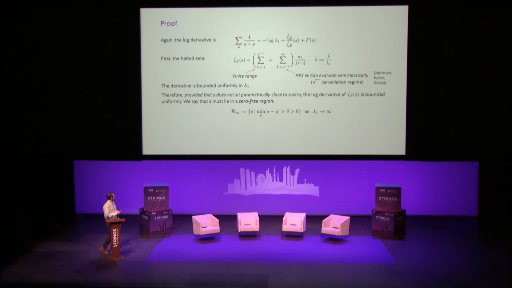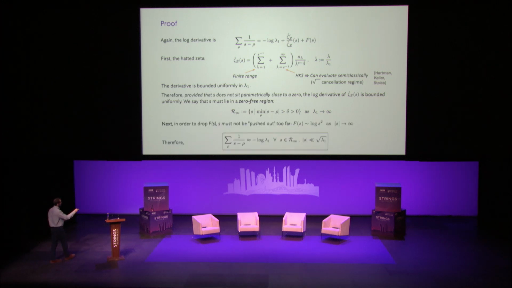So as long as we are not parametrically close to a 0, which would make the denominator 0, the log derivative is bounded uniformly, which is to say that S must lie in a zero-free region. That is, S must be such that for all zeros, as lambda 1 goes to infinity, it is not parametrically close to any of them. Right? It's greater than some delta, which is uniformly finite as you take large lambda.